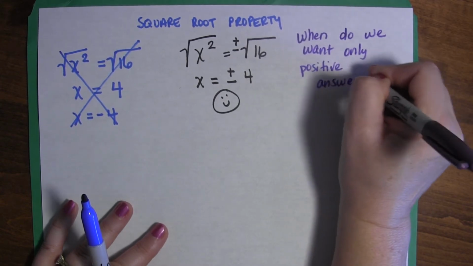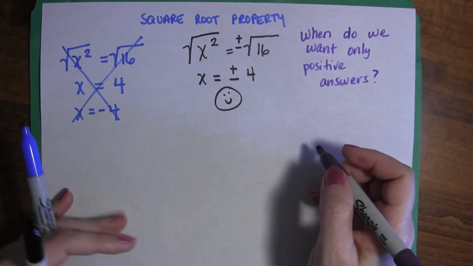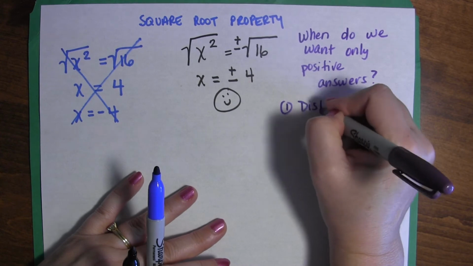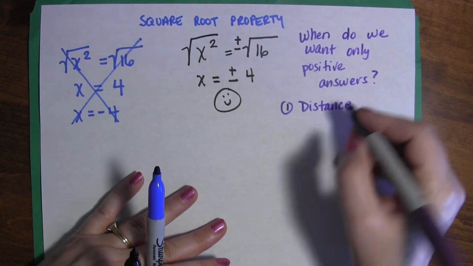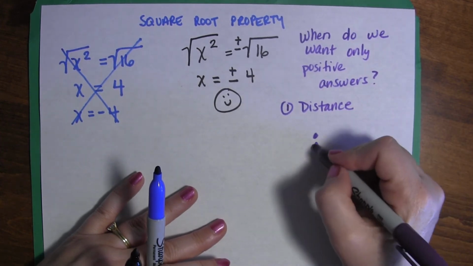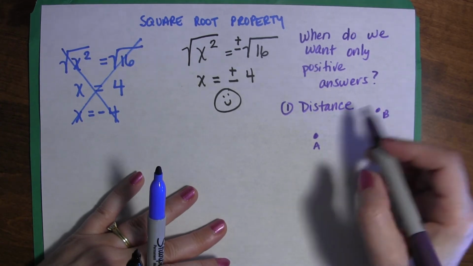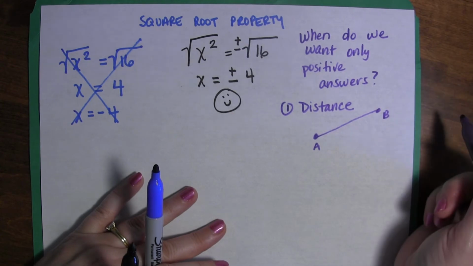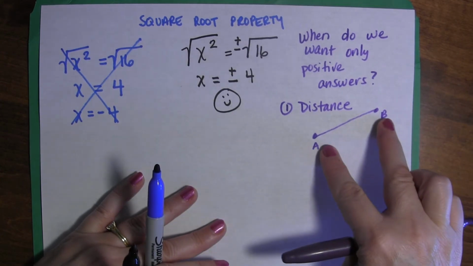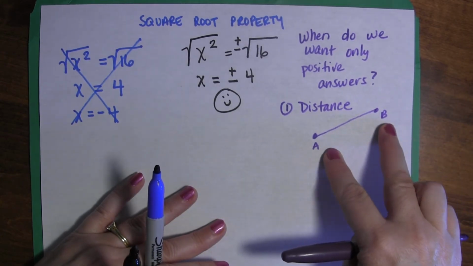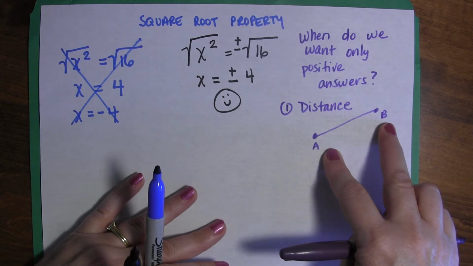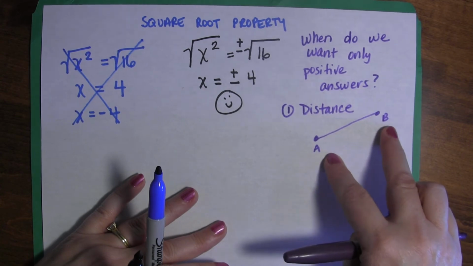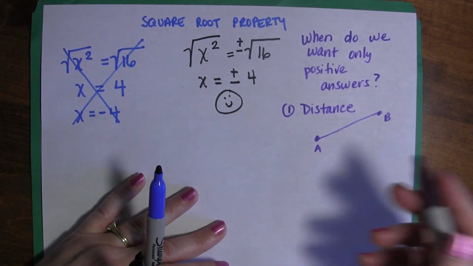There are a couple of times when we only want positive answers. Here's one time: if we're dealing with distance. So if we're looking at town A and town B here, that distance is going to have to be a positive number. You cannot have -31 miles between town A and town B, not even if you drive backwards. You have to have a positive number for distance.